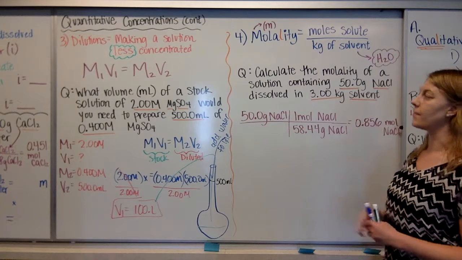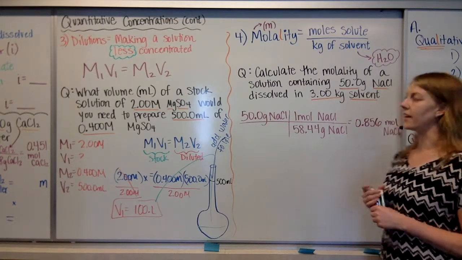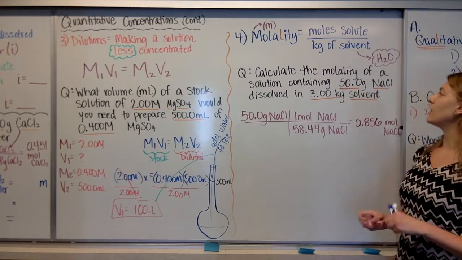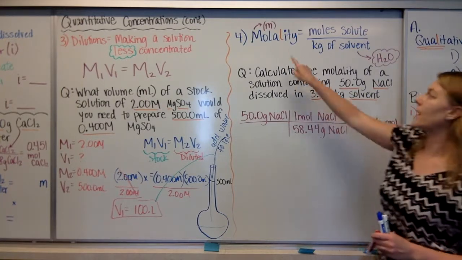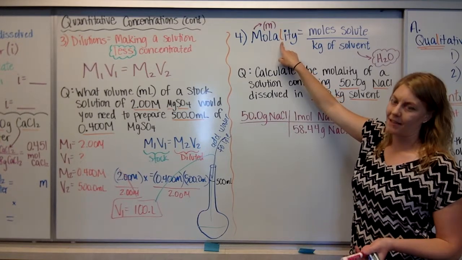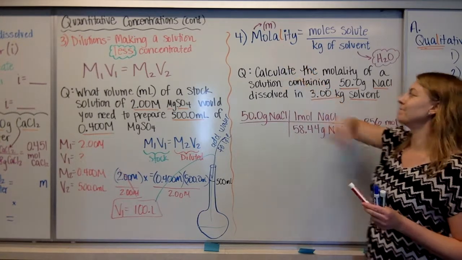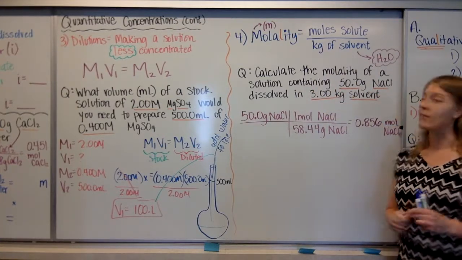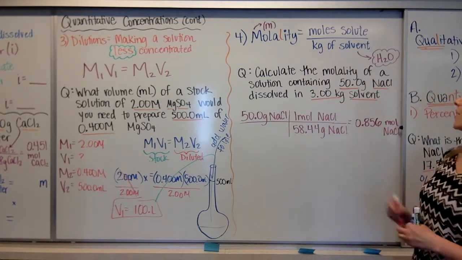Water is usually the thing that's doing the dissolving, the substance that things are dissolving in. So our question here: calculate the molality. Notice this is molality, not to be confused with molarity. I know it's confusing. Calculate the molality of a solution containing 50 grams of NaCl dissolved in 3 kilograms of solvent.